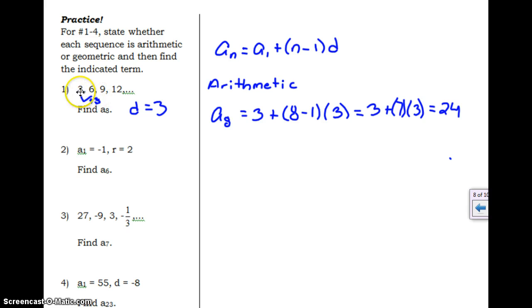For this first example, though, you'll notice there's a common difference of 3. So if we use our difference as 3, it asks us to find a sub 8, so our n is 8. Our first number is 3, plus n minus 1, so 8 minus 1, multiplied by our difference, 3. You wind up with 24. Go ahead and try the next 3, and we'll check them in class next time.